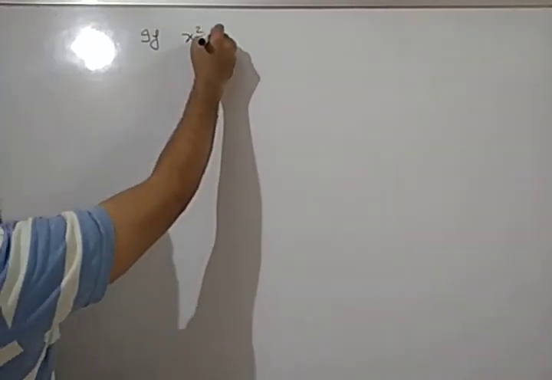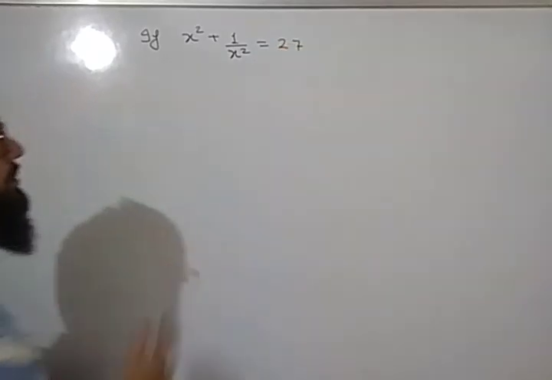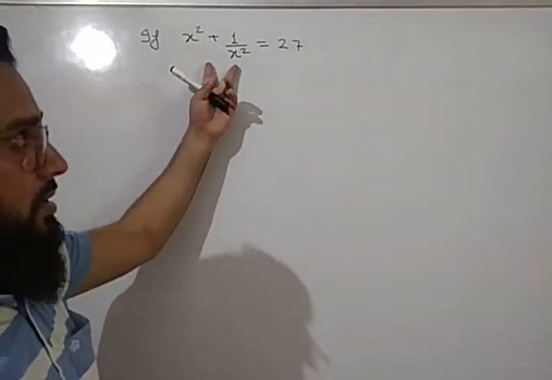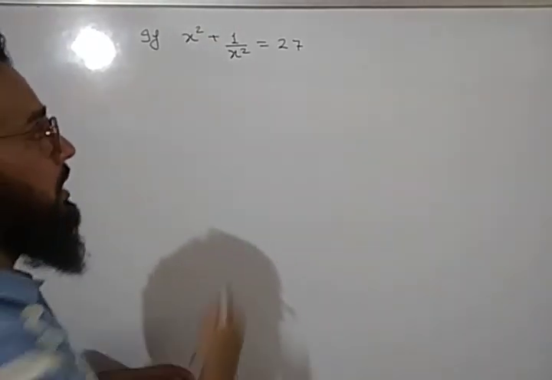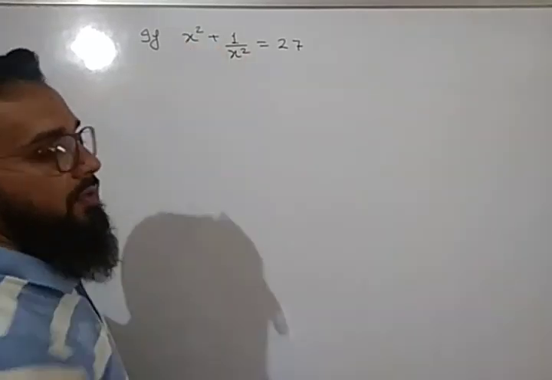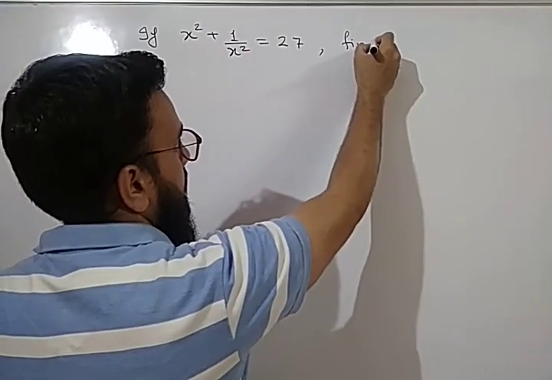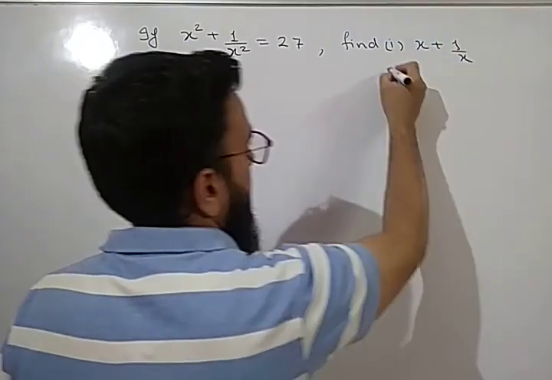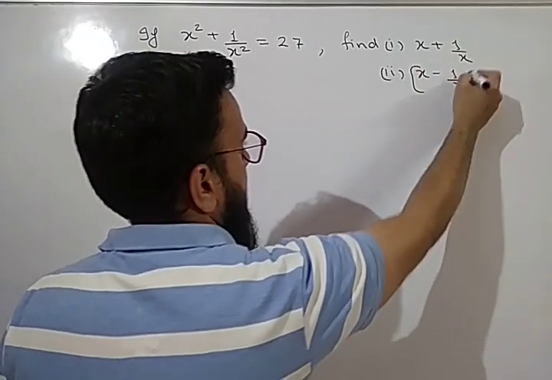if x square plus 1 upon x square is equal to 27. In the previous question, this term was asked and the given term was x plus 1 upon x. But now in this question, you are given this term, x square plus 1 upon x square is equal to 27, and you have to find, first part, x plus 1 upon x, and second part, you have to find 1 upon x minus 1 upon x.